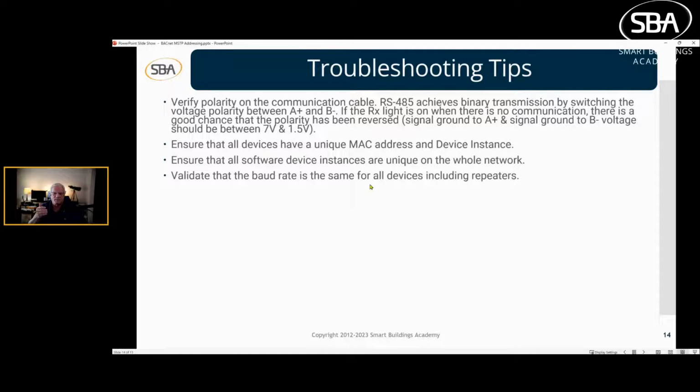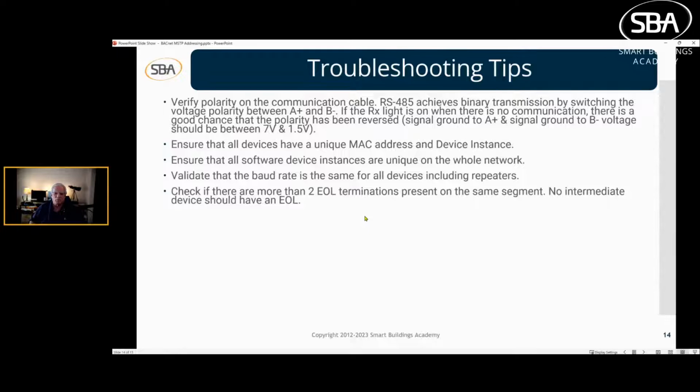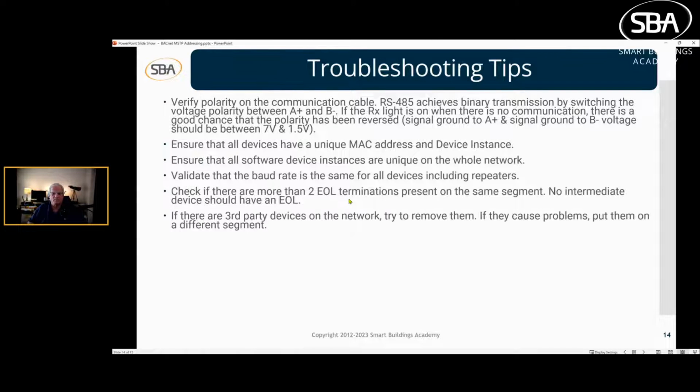We just covered that. Validate the baud rate is the same for all devices, including the repeaters. Check if there are more than 2 end-of-line terminations present on the same segment. No intermediate device should have an end-of-line terminator. We'll get into that in just a second. If there are third-party devices in the network, remove them. If they cause problems, put them on a different segment.